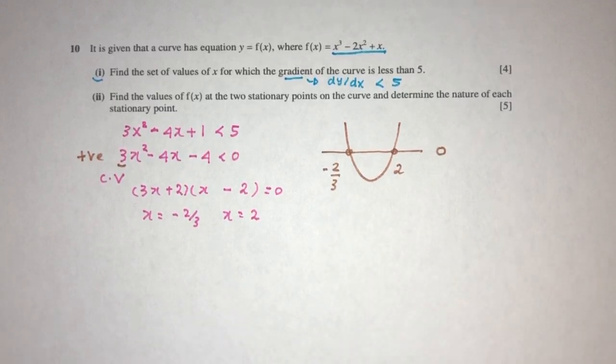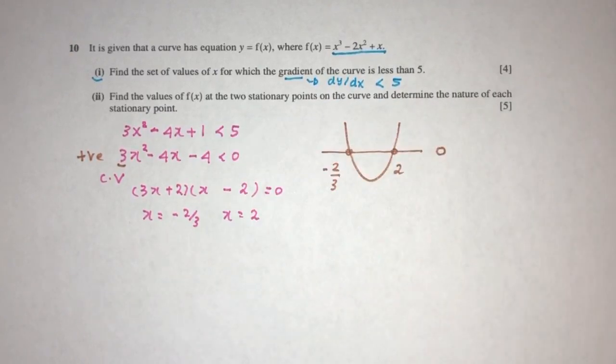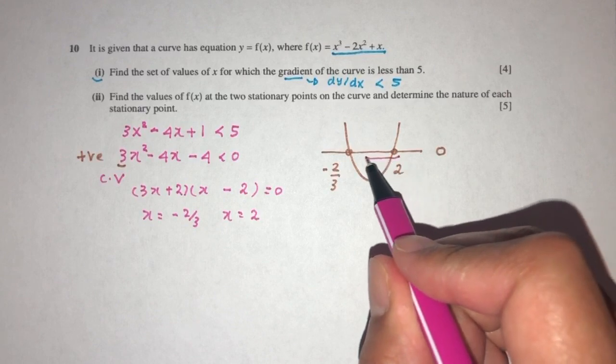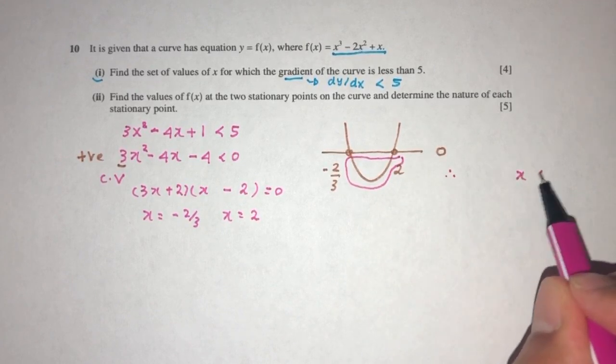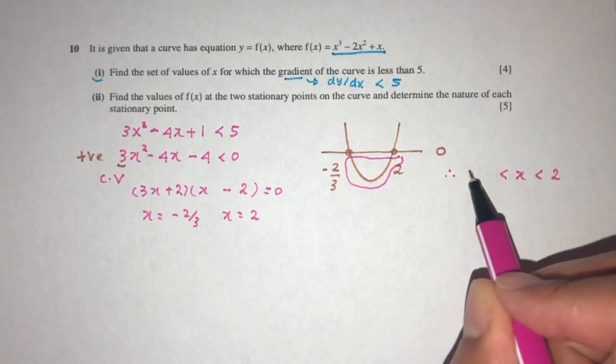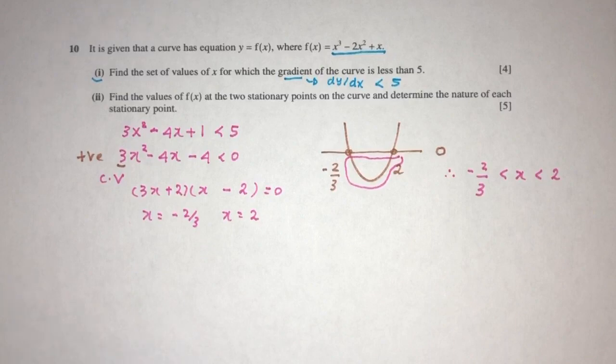Now, by observation, you can see we need these values to be less than 0. So below should be the values right here. So obviously, x has to be between the value of 2 and minus 2 over 3 for that to be possible. That will be part 1 of your question.